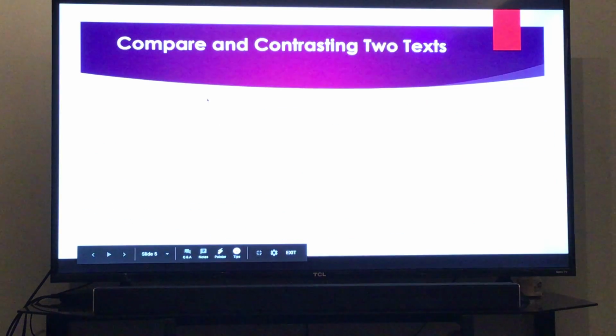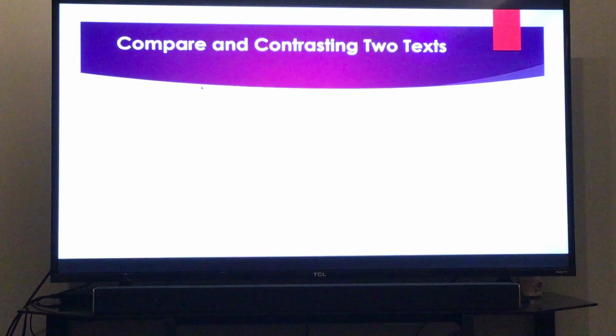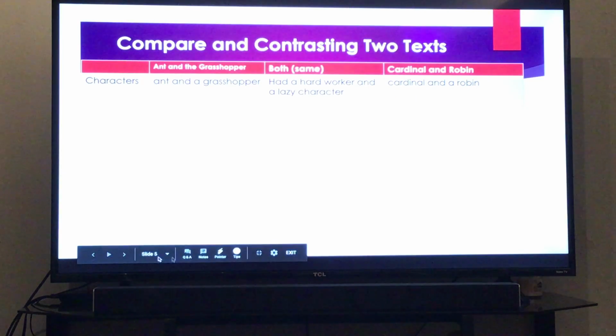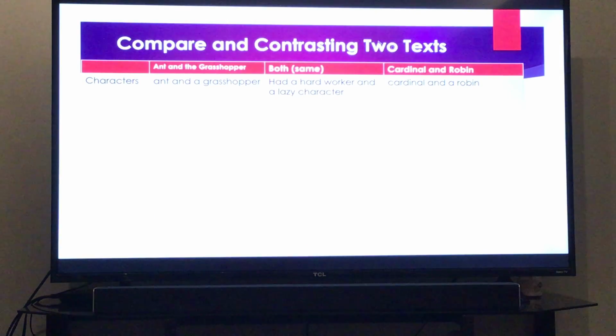So we are going to work on comparing and contrasting these two texts. We are going to start with the characters. In The Ant and the Grasshopper, the characters were an ant and a grasshopper. In Cardinal and Robin, the characters were a cardinal and a robin. Those are how they were different. The characters in the stories were different.